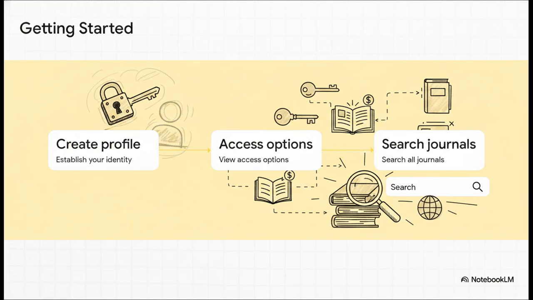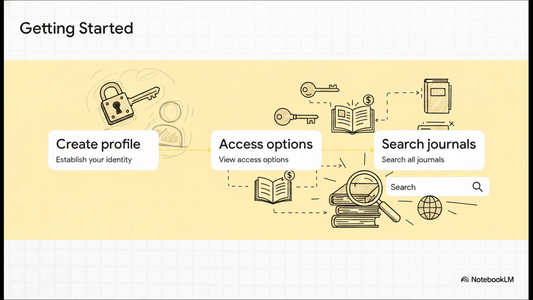So, every grand library has a front door, right? And in the Sage ecosystem, entry is designed around a highly specific user journey. When you first arrive, you're presented with 3 really distinct foundational steps. First up, you create a profile. Second, you view access options, which basically sets the parameters for what you can read based on, say, your institutional subscriptions or your individual rights. And third, the main event, search all journals.